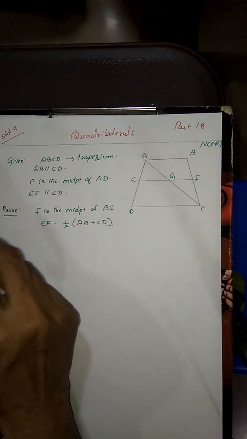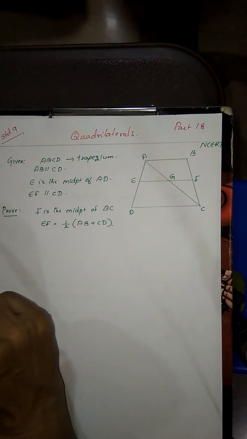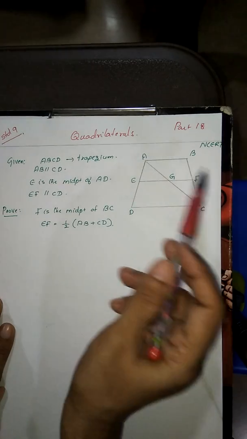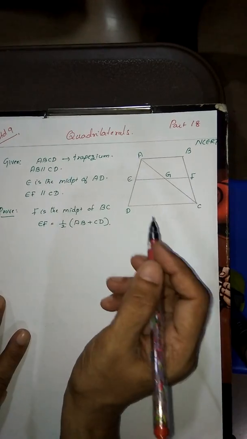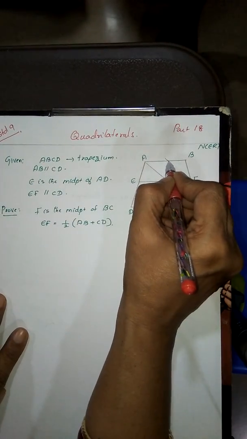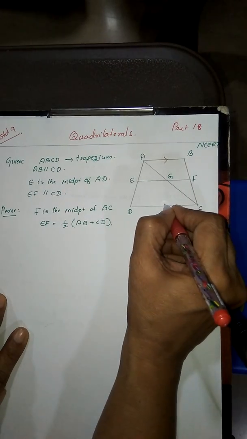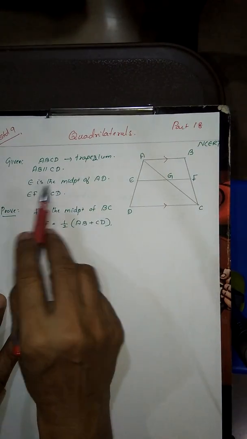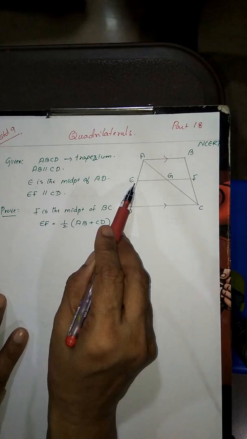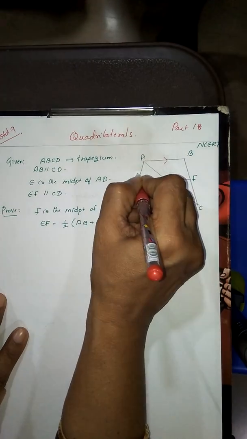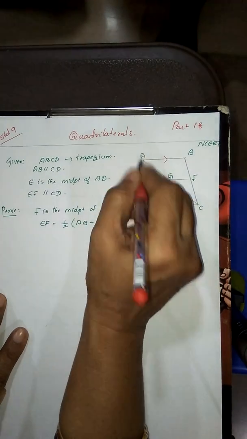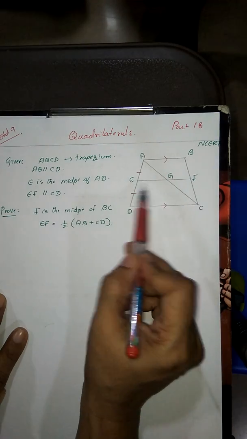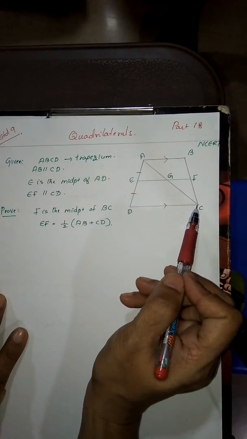The chapter is Quadrilaterals for Standard 9. Here it is given ABCD is a trapezium. That means AB is parallel to CD. And E is the midpoint of AD. So that means E is the midpoint of AD. And EF is also parallel to CD.